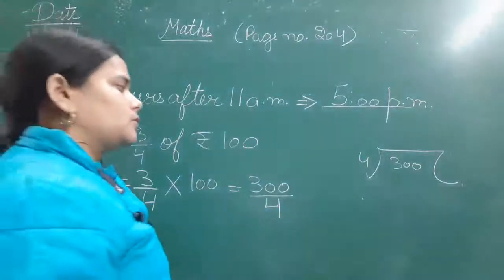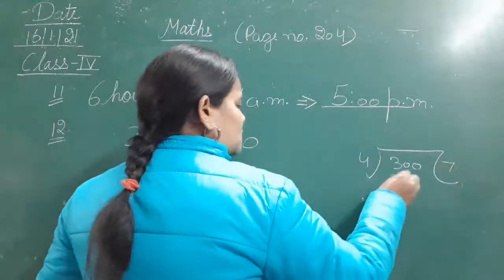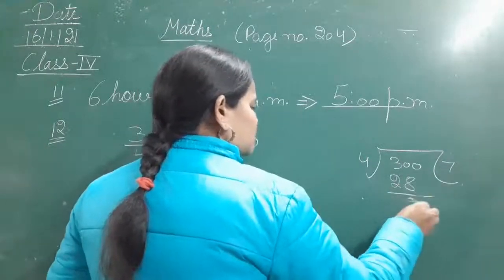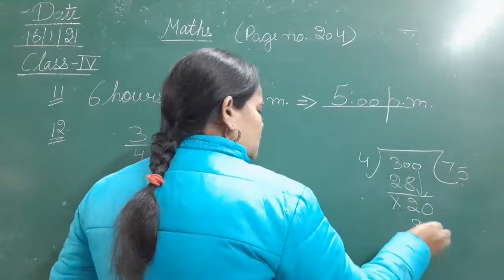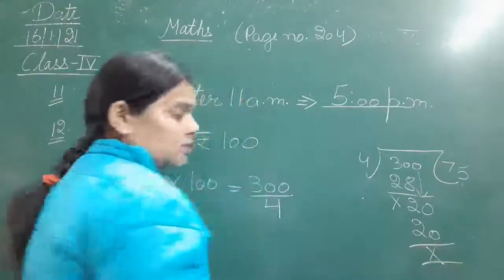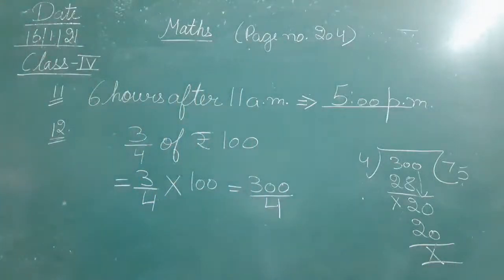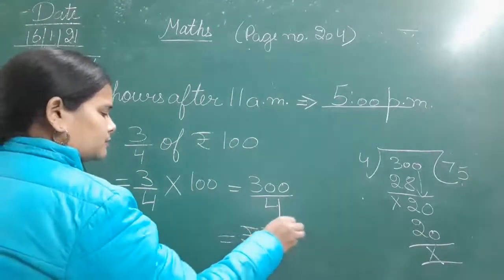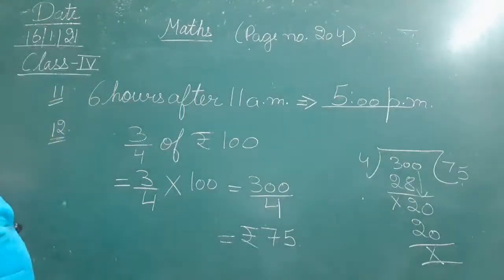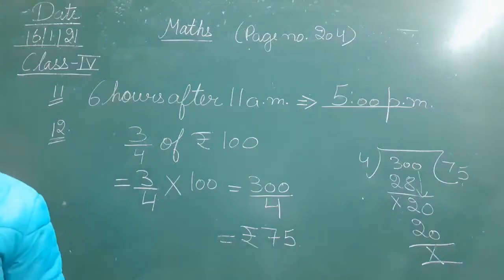Okay. 4 sevens are 28. 2 nothing. Bring down 0, 20. 4 fives are 20. This is the division, and you will show it definitely. So that is rupees 75. That is rupees 75. So that means 3/4 of rupees 100 is rupees 75. Okay. So this is the solution of question number 11 and 12. You can just pause it here and note it down in your notebooks.